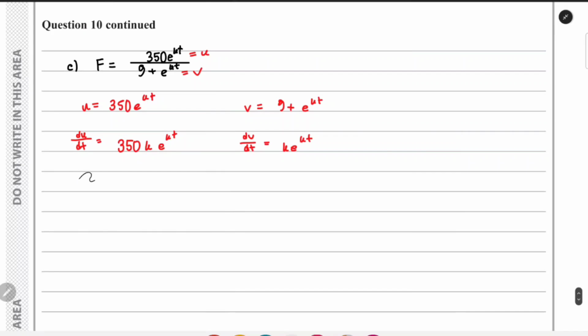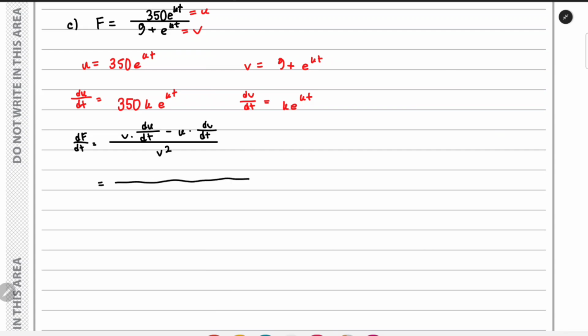Now df by dt will be v times du by dt minus u times dv by dt, divided by v squared. So we are using the quotient rule over here. v is 9 plus e to the power kt. du by dt is 350k e to the power kt, minus u, which is 350 e to the power kt, times dv by dt, which is k e to the power kt, and it's divided by 9 plus e to the power kt whole squared.